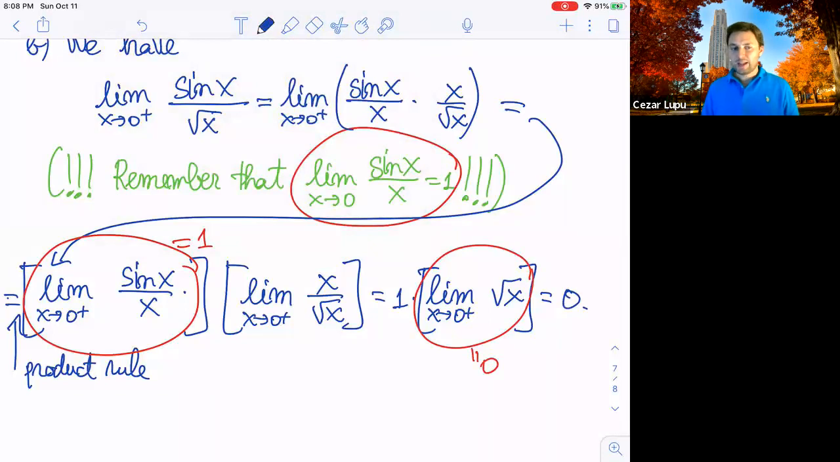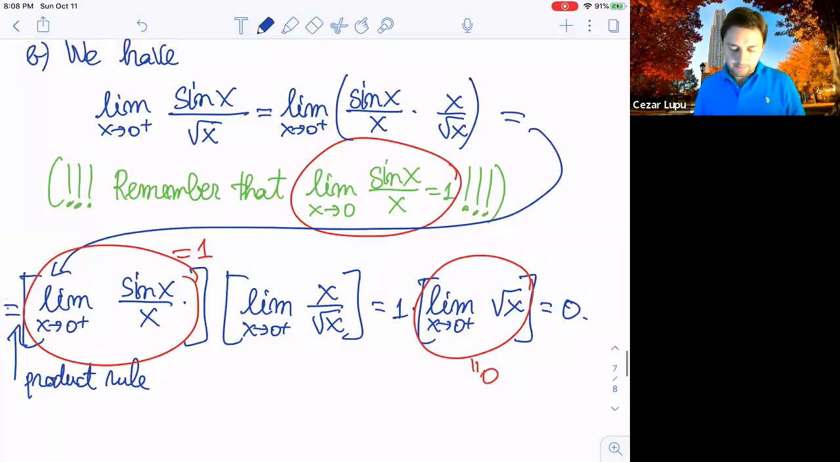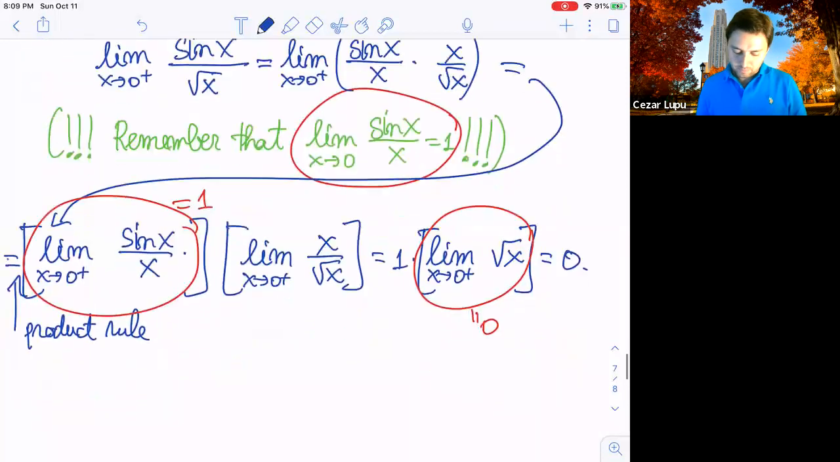Right? So that was the, let's say, the trick. I would not exaggerate calling it a trick, but when you have something with sine and when you plug it in, it doesn't really work immediately, then you should think of this limit, especially when x approaches 0. So keep in mind this. Okay? And now the last one.